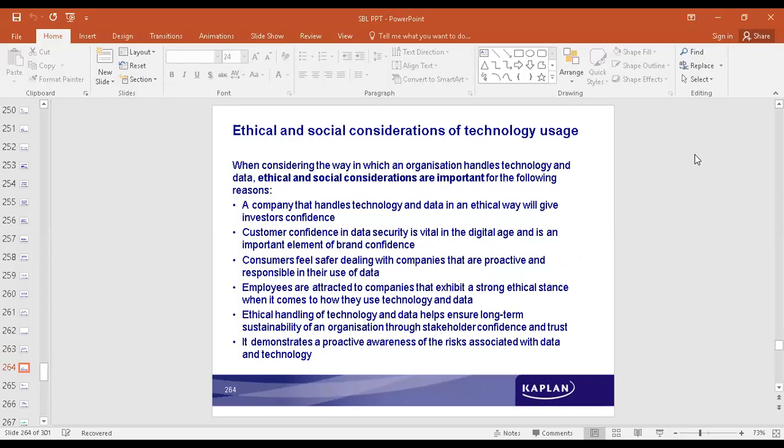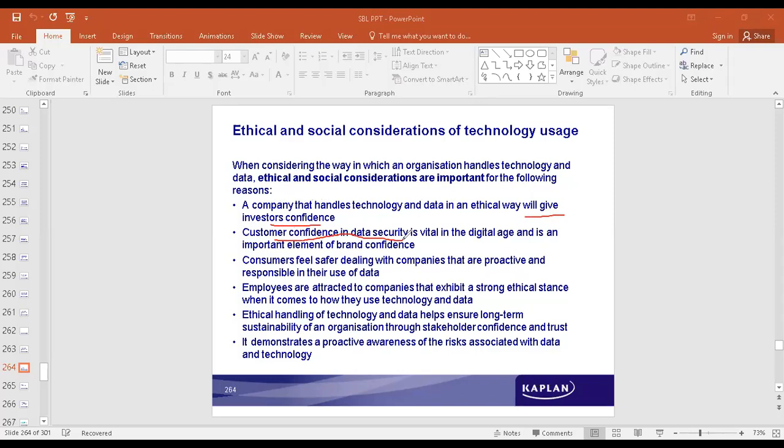To discuss further about this topic, when considering the way in which an organization handles technology and data, the ethical and social considerations are important for the following reasons. A company that handles technology and data in an ethical way will give investors confidence. Customers also feel confident about the data security. Anything they share with the seller, if they are confident it will not be misused, then they come forward and share their data.